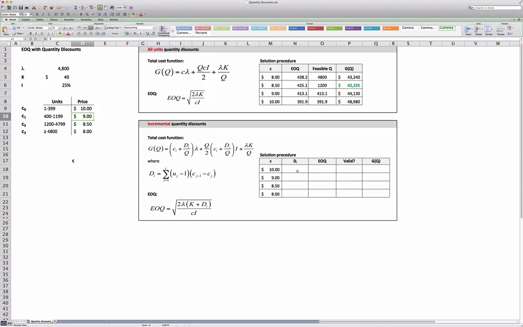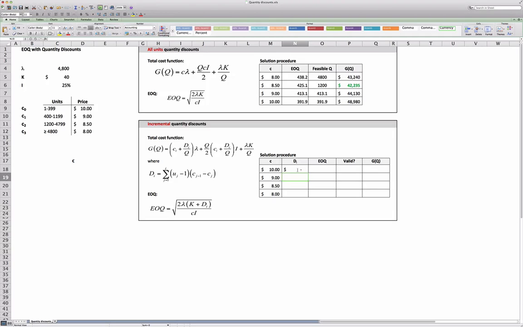So the first thing we need to do to solve this problem is calculate the value of D sub I. Now if we look at a unit cost of $10, what is the extra cost we incur because this unit cost of $10 does not apply to the entire order quantity? Clearly, this is the highest cost and it applies for any order quantity. So regardless of whether I order 100 or 200 or 300 units, I will get this $10 price for all units in my order quantity. So D sub I will always be 0 in the lowest quantity bracket, at the highest unit cost.